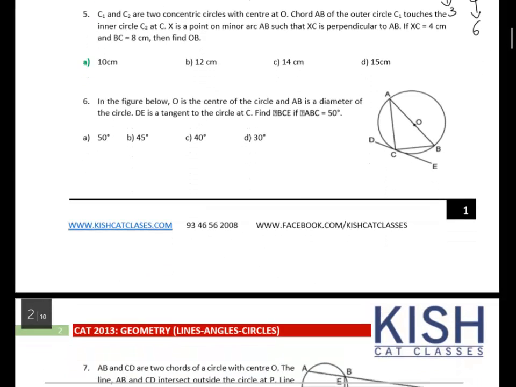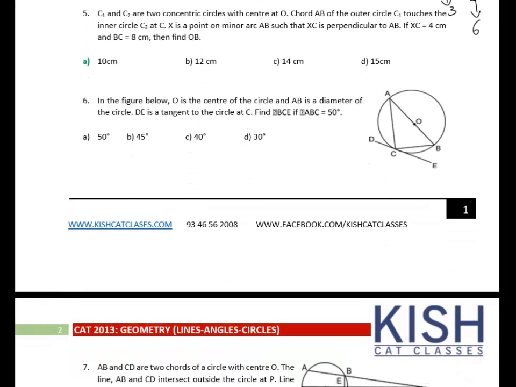Okay, let's focus on question number 5. C1 and C2 are two concentric circles with center O. Now, you must know what a concentric circle is. Chord AB of the outer circle C1 touches the inner circle C2 at C. X is a point on the minor arc AB such that XC is perpendicular to AB. If XC is 4 cm and BC is 8, find OB. The moment you read half of the information, do not proceed, because the remaining part is all about lengths of the sides. So first construct.